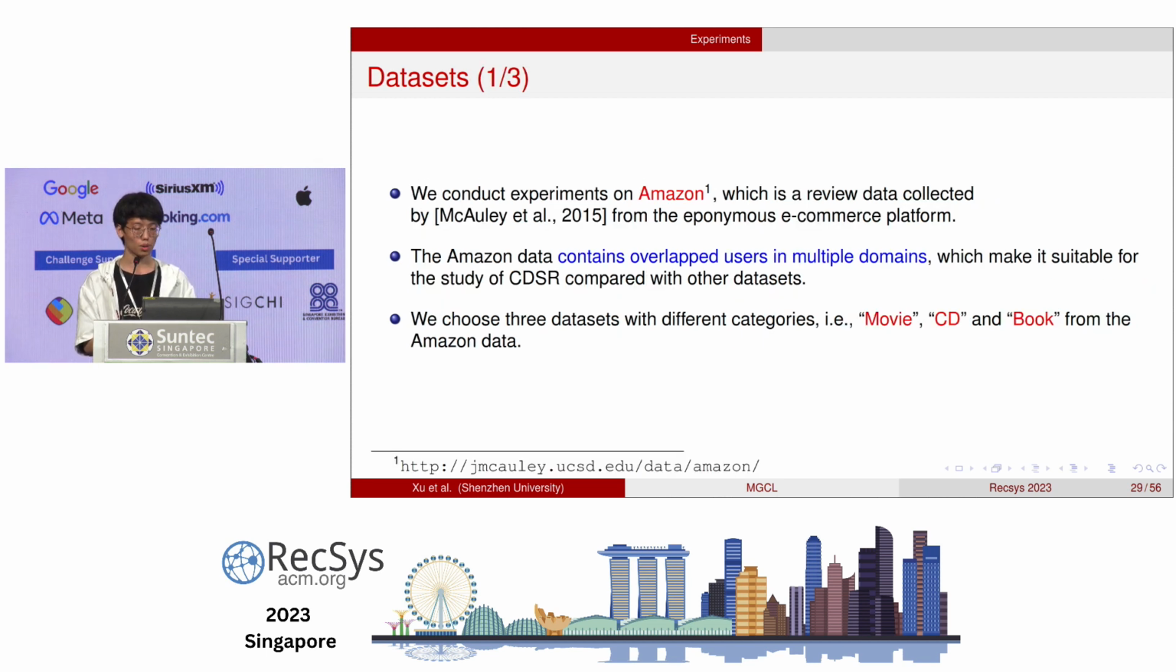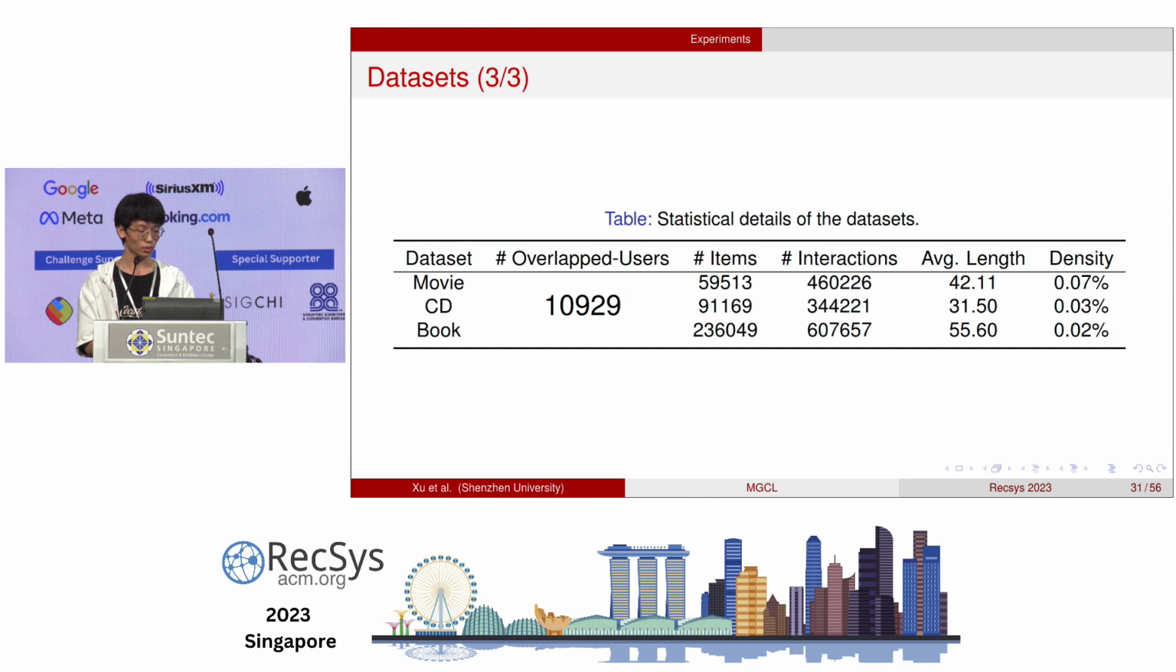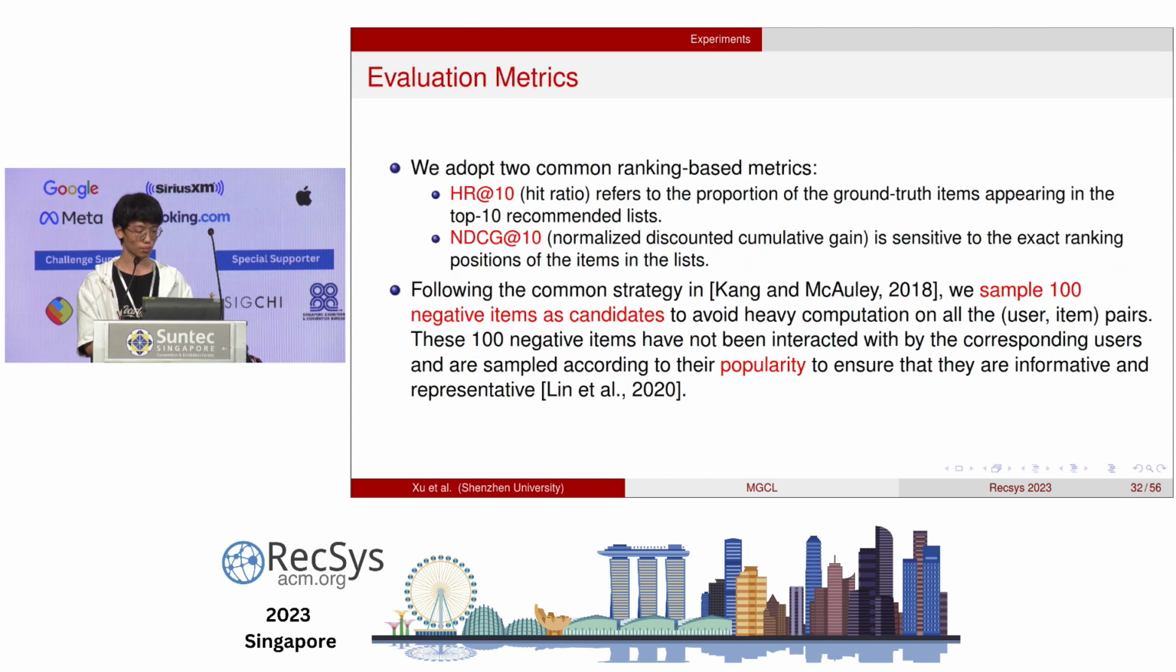We conduct experiments on the Amazon dataset and choose the movie, CD, and book domains from the data. We process the datasets according to the following 4 steps. This table shows the statistical details of the processed datasets. We adopt the hit rate and NDCG to evaluate the recommendation performance.